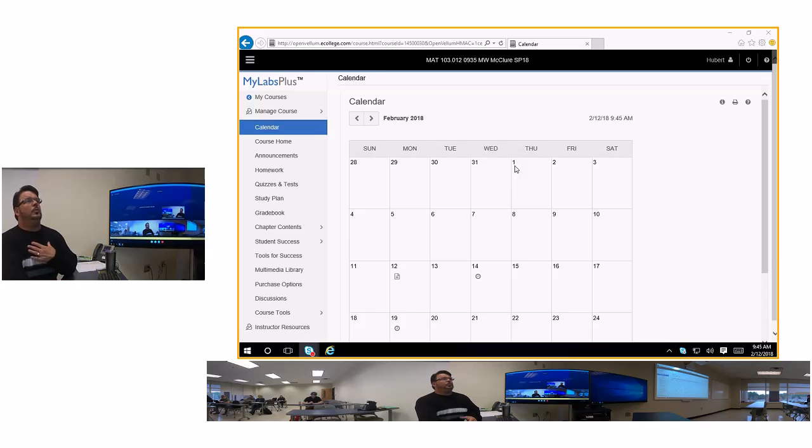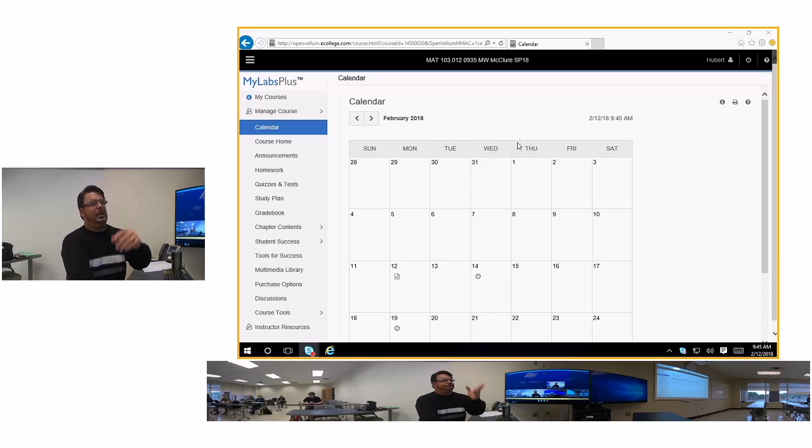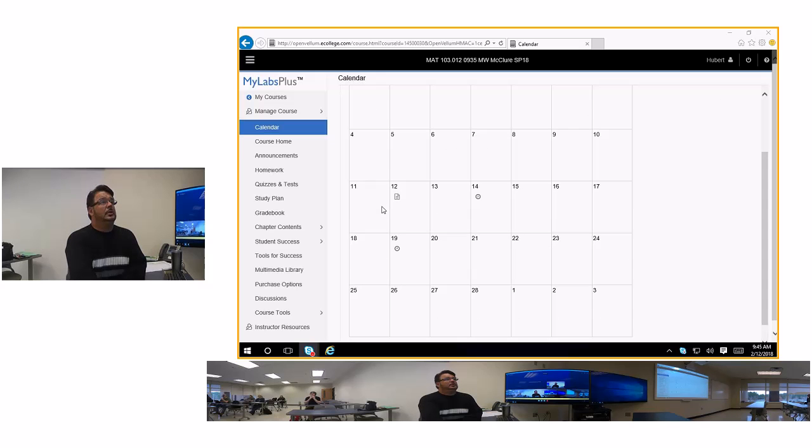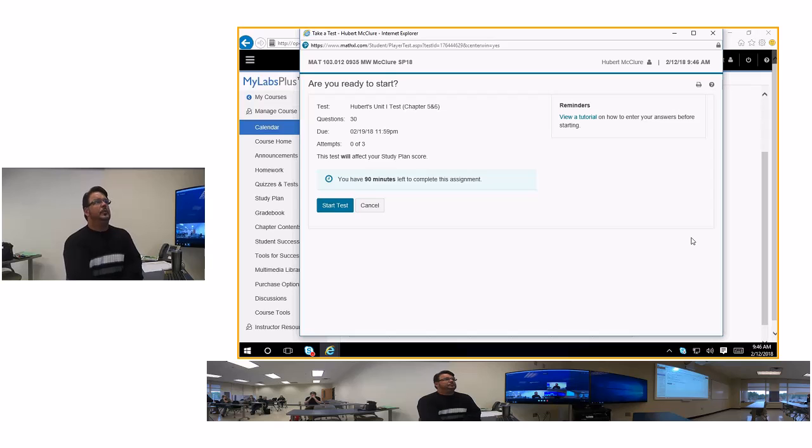When you pull up My Labs Plus, you see now that on here you've got these symbols. It tells you that you have a test available today, that the homework ends on this day, and the test ends on this day. If you ever want to find out about the test, just click on it. It comes up and tells you everything you want to know about it before you have to take it.